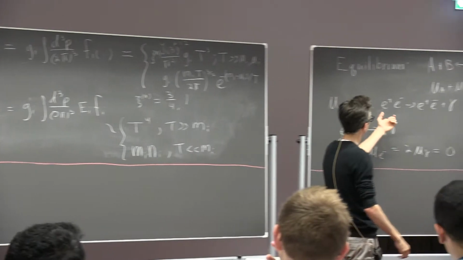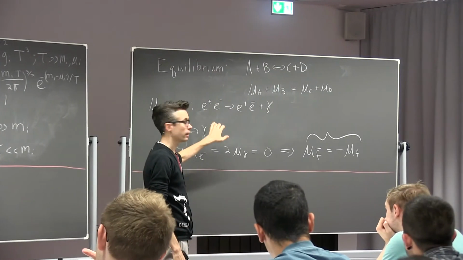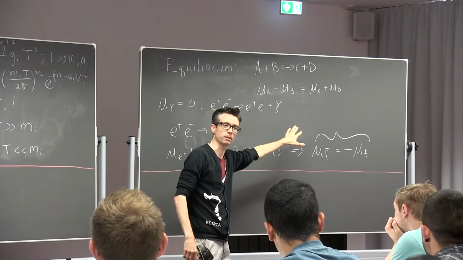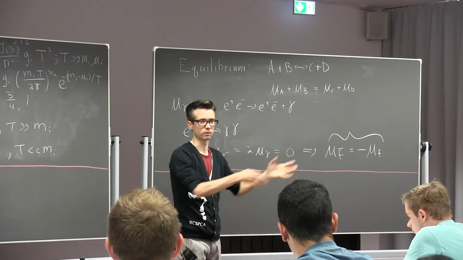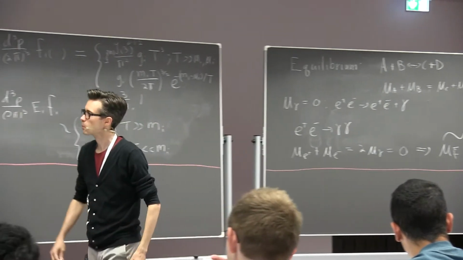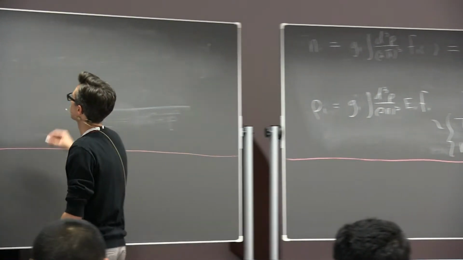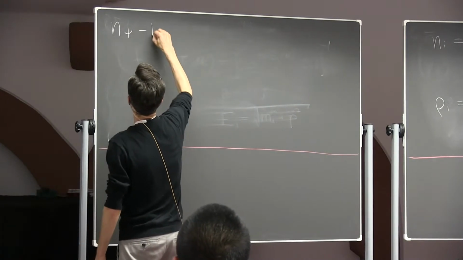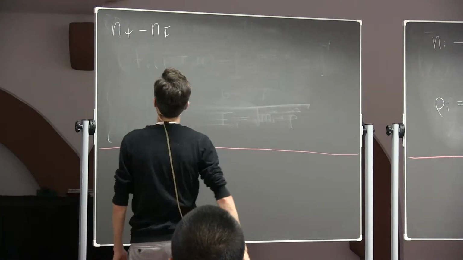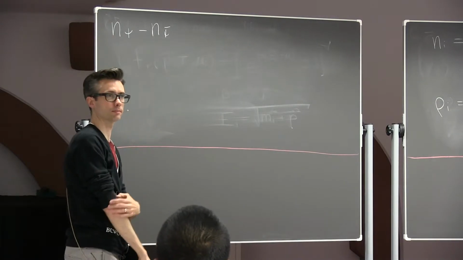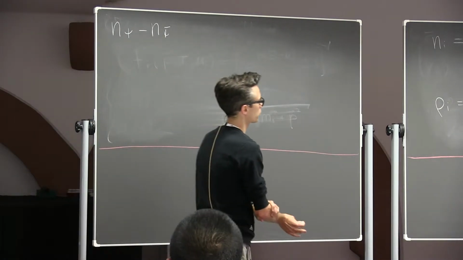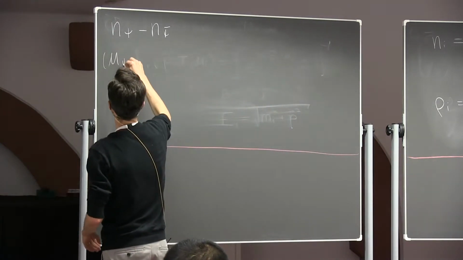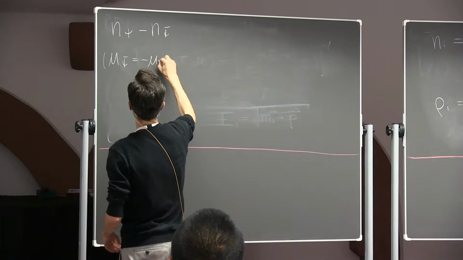Because if I wrote down this relation for this reaction, here I'm going to have mu E plus, mu E minus, plus mu gamma. So it's just something is equal to 0. Okay, so suppose I have some species, n psi minus n psi bar, and I write down distribution functions for everything, and implicitly I'm going to assume that mu psi bar is minus mu psi.